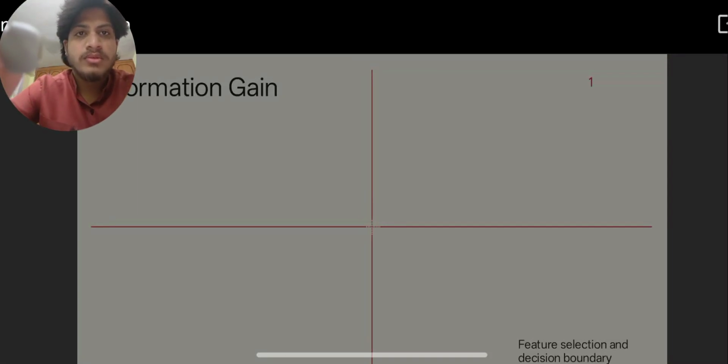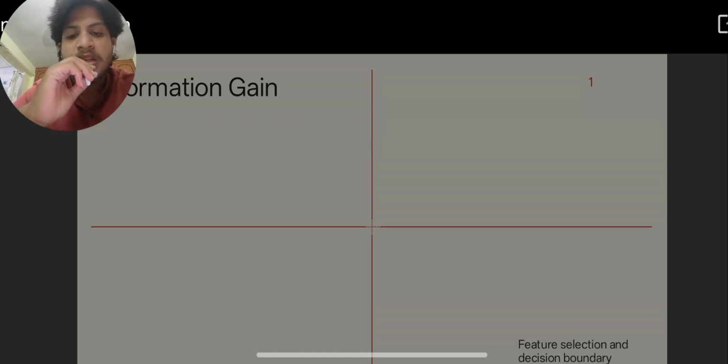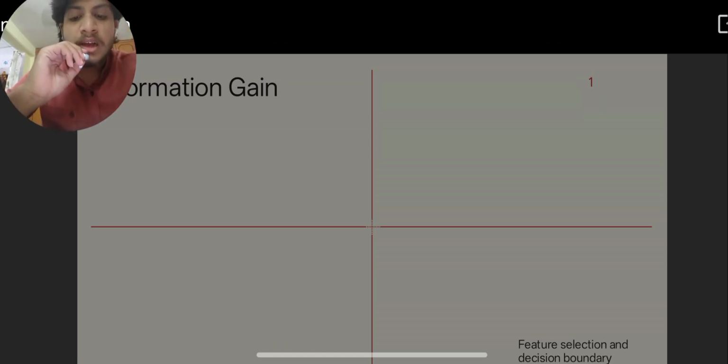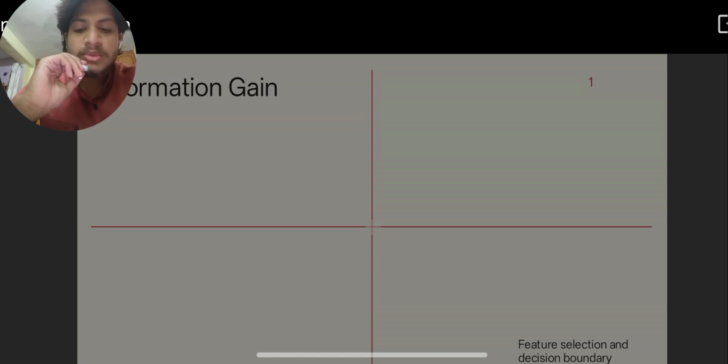Hi everyone. So today the topic is about information gain, feature selection, principle and impact on decision boundaries, etc. Information gain measures how much the feature reduces uncertainty, entropy, about the target variable. Formula: IG(D, A) = H(D) - H(D|A). In simple terms, it tells us which feature is most useful for making decisions.